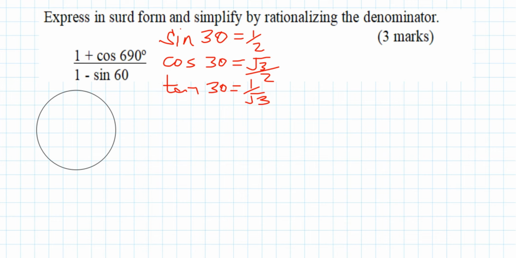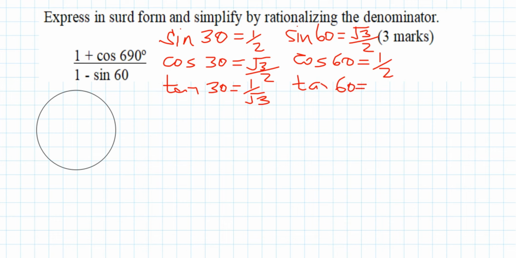Then we have the sine of 60. Sine of 60 is going to be equivalent to the cos of 30, since both are complementary, or they add up to 90 degrees. So here we're going to have the sine of 60 as the square root of 3 all over 2. And then we can have the cos of 60, which is going to be a half. And then we can have the tan of 60, which is going to be the reciprocal of the tan of 30, which is root 3.